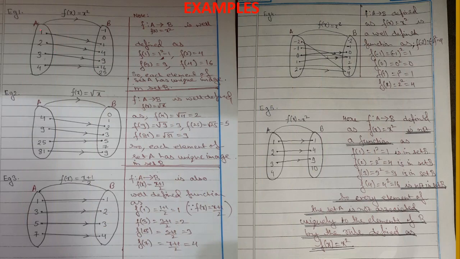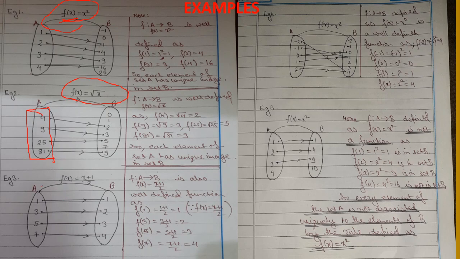Examples. Here I have taken two sets A and B, and f is defined from A to B, and the definition is this: f(x) = x square. So clearly for each element under this rule we have unique image. So this is a function. Here in example 2, f is defined from A to B, and f is defined as this: f(x) = square root of x. Clearly for each element in set A we have unique image in set B. So this is also a well-defined function.